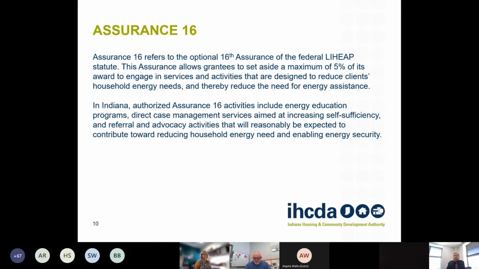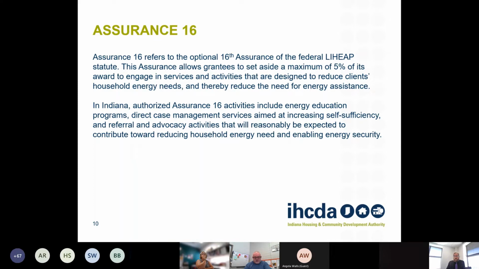Next, let's move into Assurance 16. So Assurance 16 refers to the optional 16th assurance of the federal LIHEAP statute, and this assurance allows grantees to set aside a maximum of 5% of its award in order to engage in services and activities that are designed to reduce clients' household energy needs and thereby to reduce the future need for energy assistance.